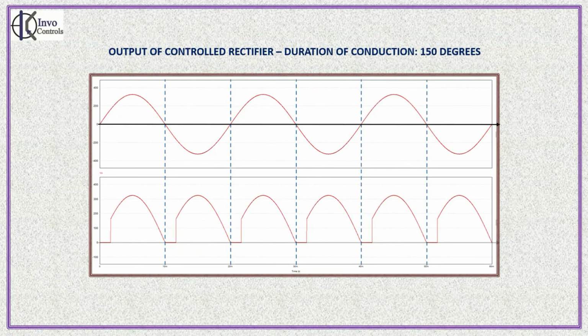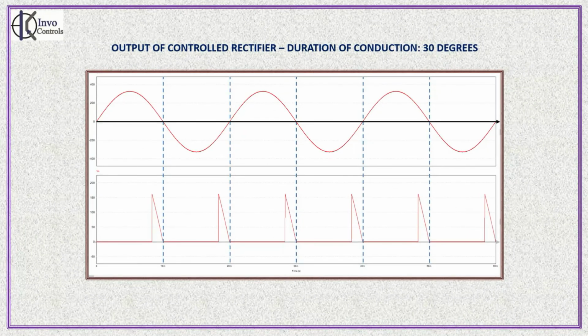As shown on your screens right now, in this case, the duration of conduction is 150 degrees. For the initial part of the cycle, 30 degrees, there is no current flowing in the output. For the remaining part of the cycle, which is 150 degrees, there is a current flow, and this is repeated in every cycle. Let's take another case.